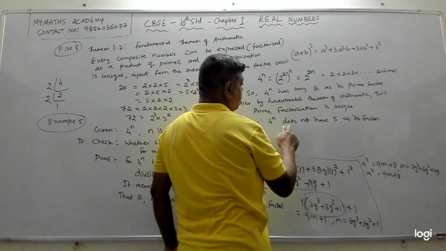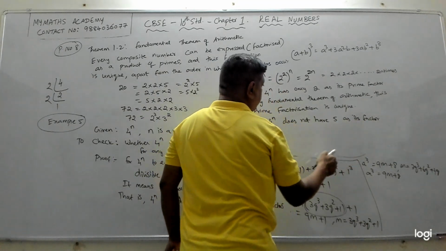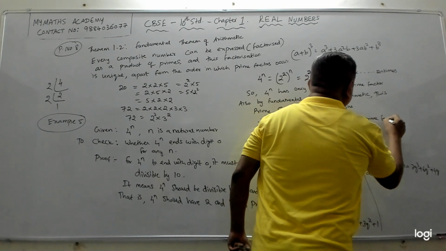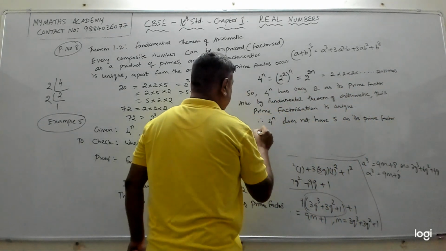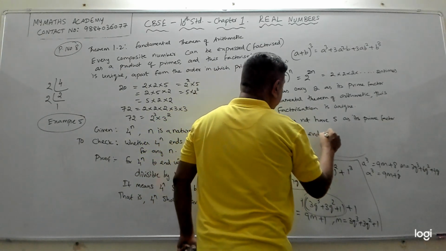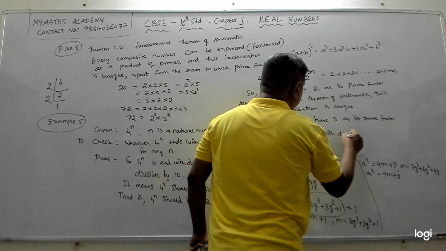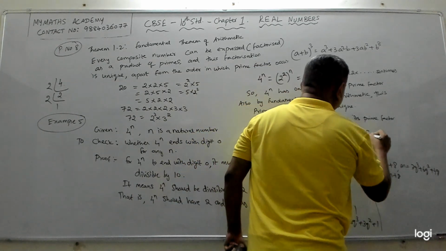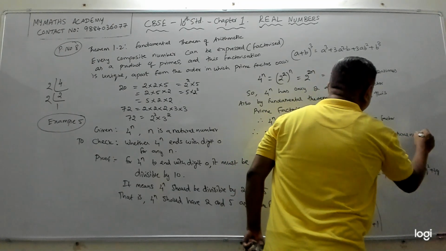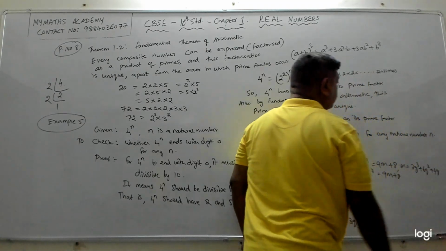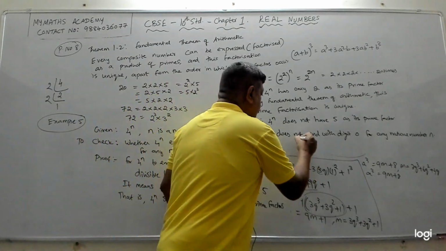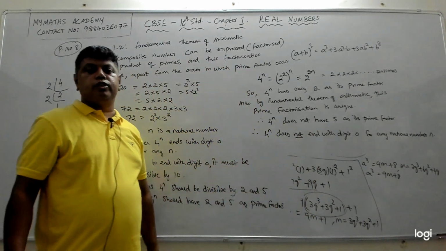Therefore, if 4 power n does not have 5 as its prime factor, therefore 4 power n does not end with digit 0 for any natural number n. For any natural number n, 4 power n does not end with digit 0.